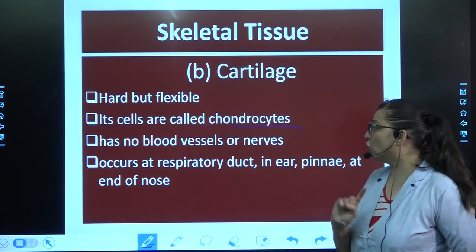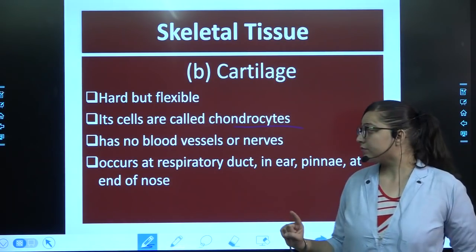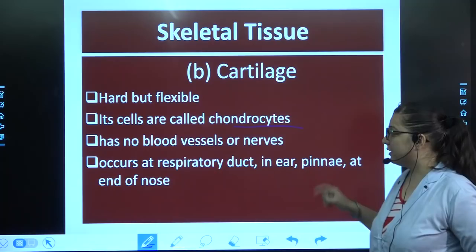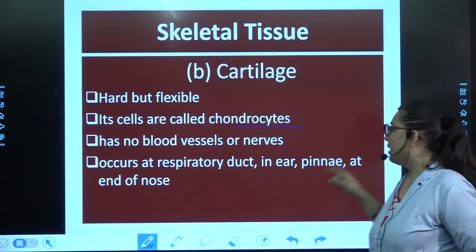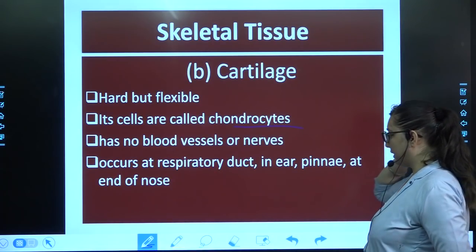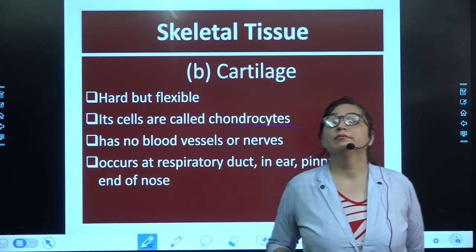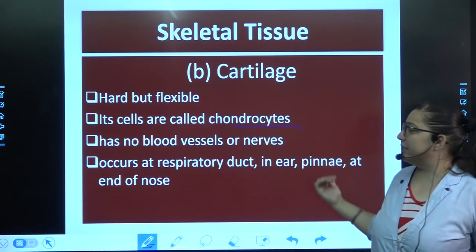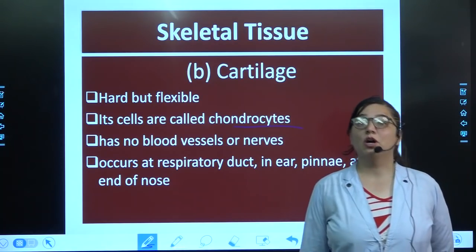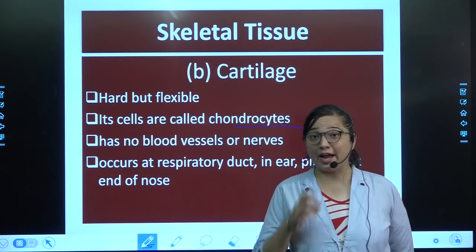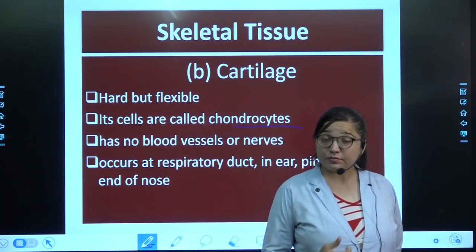They have no blood vessels or nerves. And it occurs in the respiratory duct, in the ear, that is at the pinna, and at the end of the nose over here. So these are the places where the skeletal tissue cartilage is found, and these are its functions.